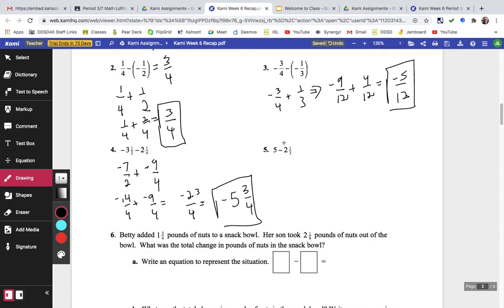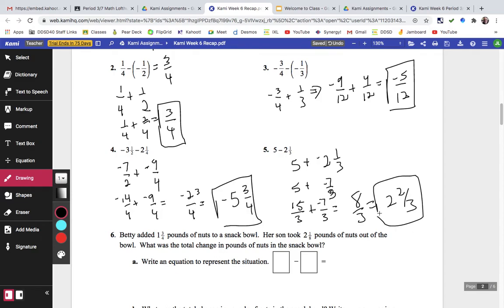And we played a game of Kahoot, and I noticed quite a few people missed a problem that looked like this. So let's take a look at this. 5 plus a negative 2 1/3. 5 plus negative 7/3. 15/3 plus negative 7/3. And that's going to be more positive than negative. So 8/3 or 2 2/3.